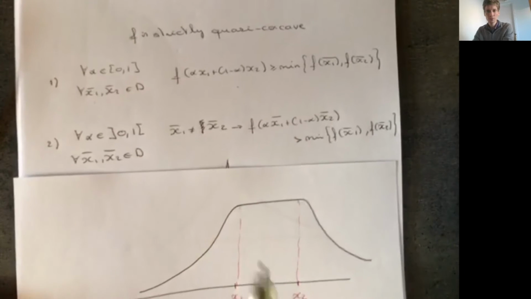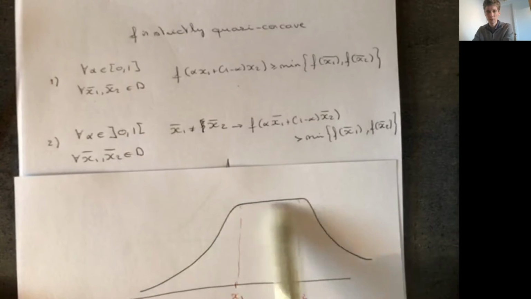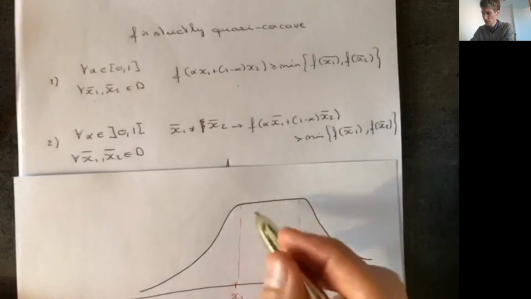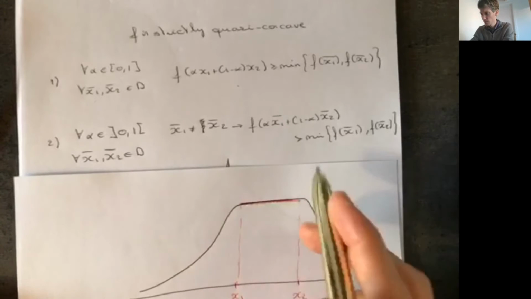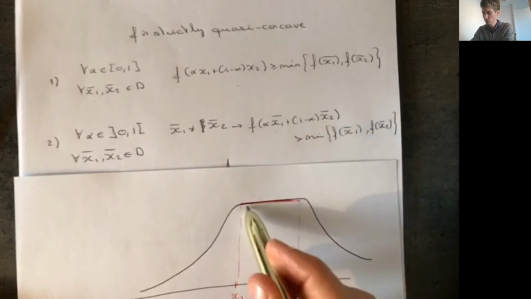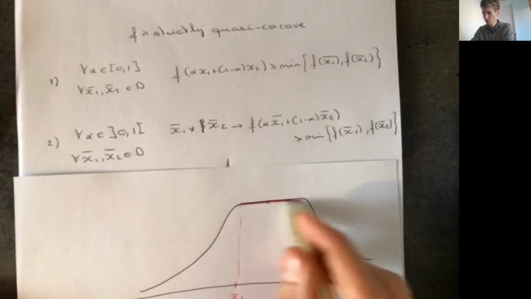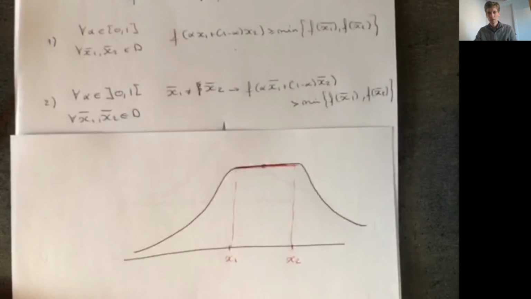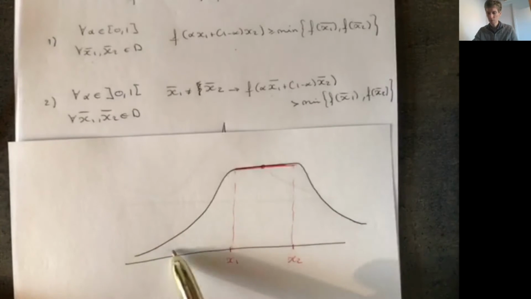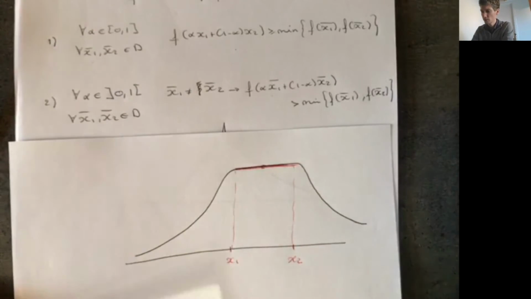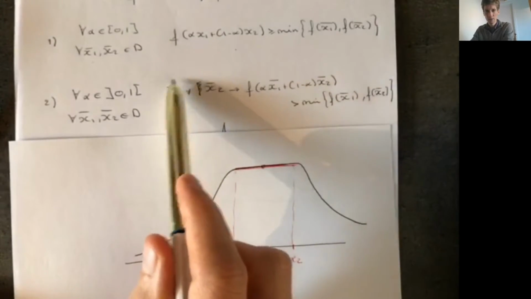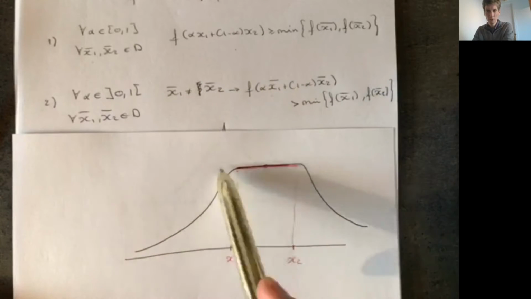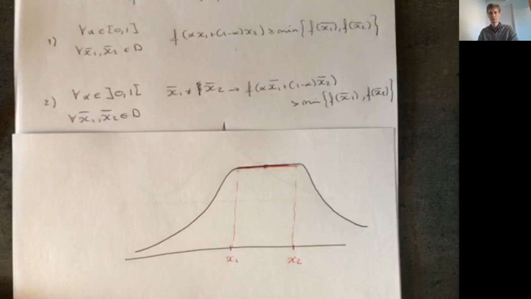F of x1 and f of x2 are identical, right? So this is a horizontal part, so the minimum is equal to both. But then f of alpha x1 plus 1 minus alpha x2 is also on this line segment, right? So it doesn't satisfy the strict inequality. Okay, and for this kind of function, you immediately see that any strict quasi-concave function should have a peak somewhere, right? So you cannot have flat portions at the top.